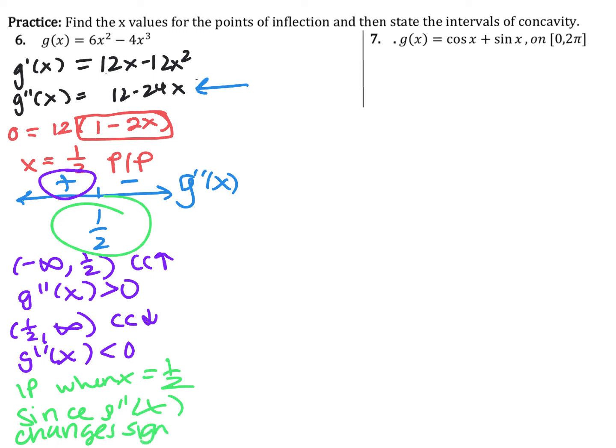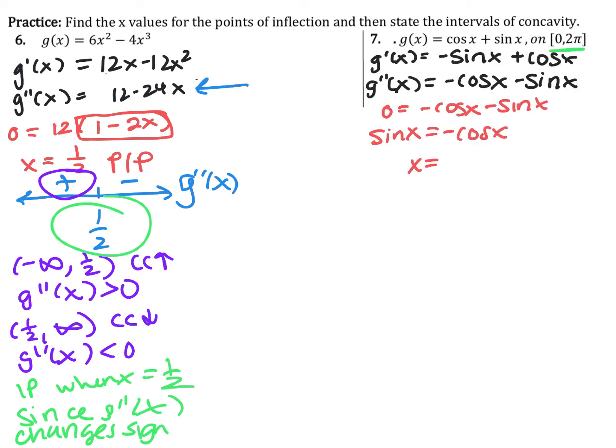All right, I encourage you to pause the video and see if you can work through number 7 completely on your own. Notice that we're on a closed interval from 0 to 2 pi. So go ahead and pause the video and work through this on your own. So here I have my first and second derivative. I set my second derivative equal to 0.